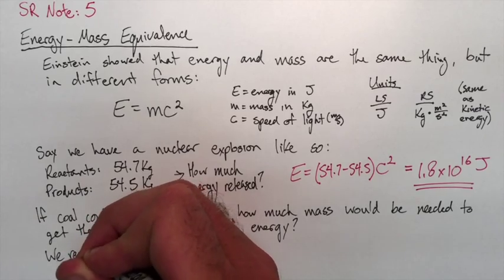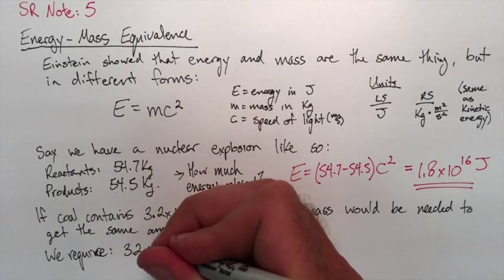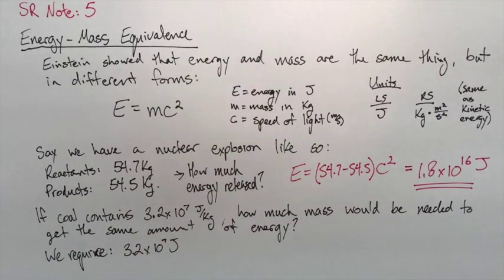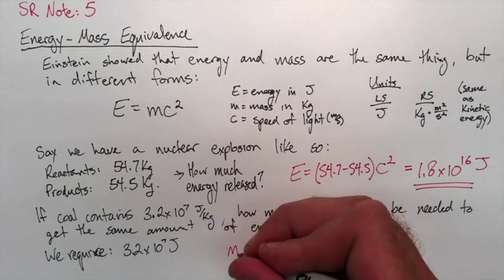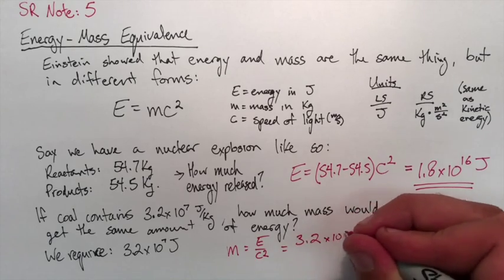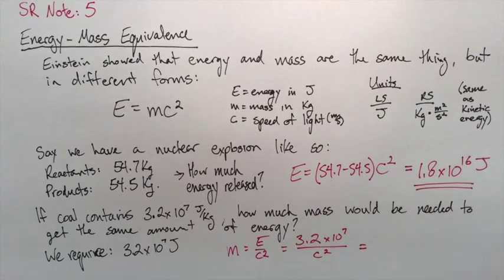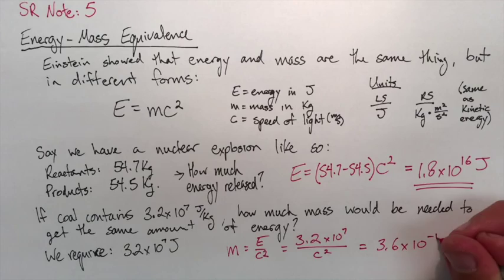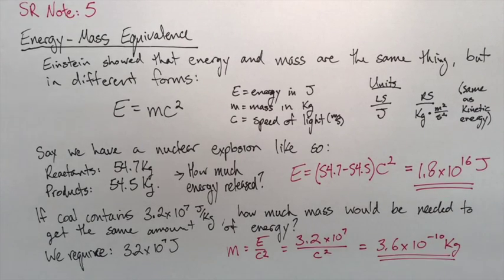If we require 3.2 times 10 to the 7 joules, let's figure out how much mass that is. So we're going to use the equation, put the amount of energy we need in, divided by c squared. It corresponds to 3.6 times 10 to the negative 10 kilograms. So in a nuclear power plant, that's how much mass would be needed to make the same amount of energy.